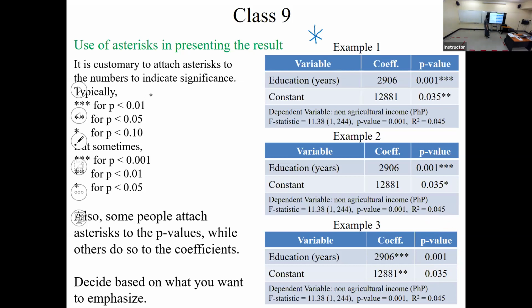Basically, you decide based on what you want to emphasize. If you want to emphasize very small p-values, then use the stricter method. And if you want to emphasize not just p-values but also the effect size, the coefficient, then maybe this will be more appropriate. So it's just a matter of presentation.